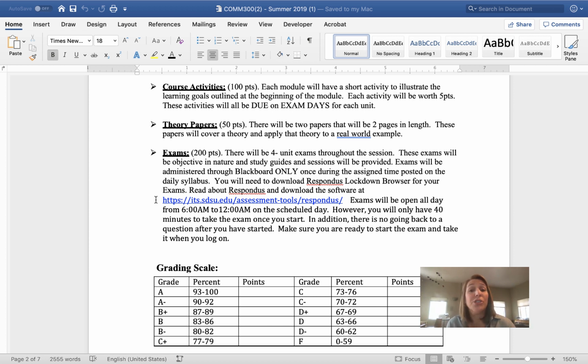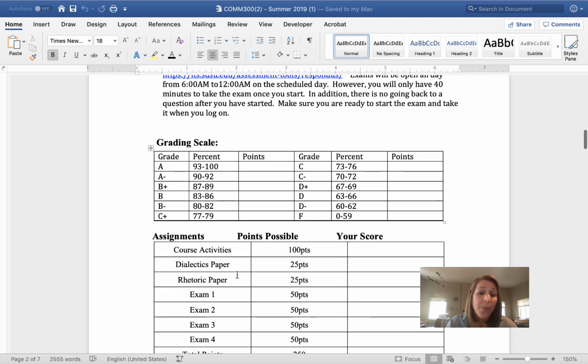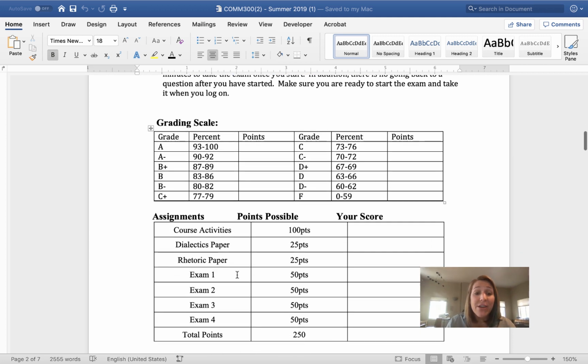But you need to make sure you're ready to take it. You'll only have 40 minutes to do so. Obviously, the Respondus Lockdown Browser makes it so that you can only access the exam and nothing else on your computer. So again, critical point, please download that software and look into it or you will be getting 0s on your exams.